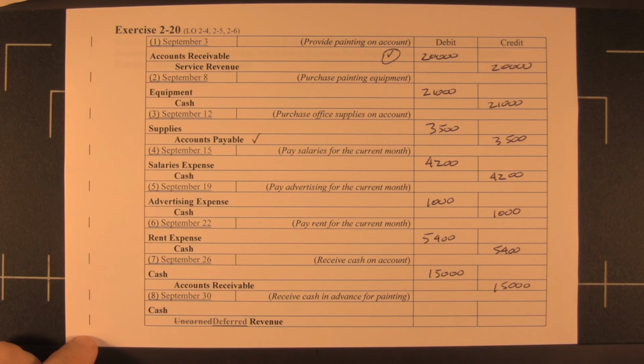And then last but not least, at the end of the month, we got $6,000 in advance for a house we're going to paint in the future. This is a liability. This is a credit to unearned or deferred revenue and a debit to cash. They're the original journal entries. We're going to now take those and do the T accounts.